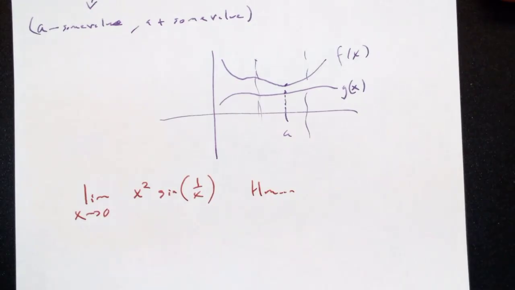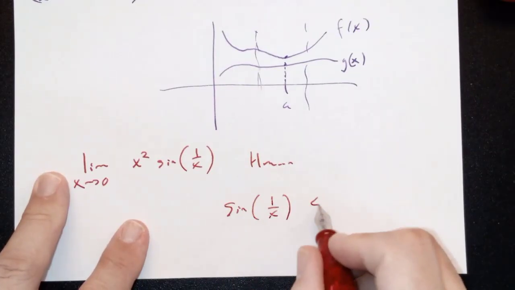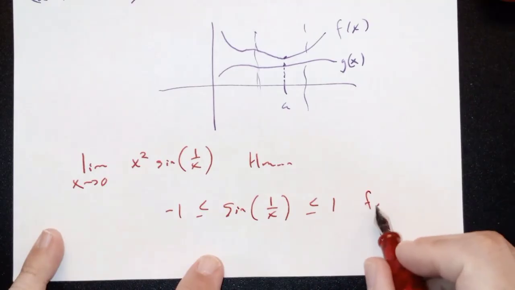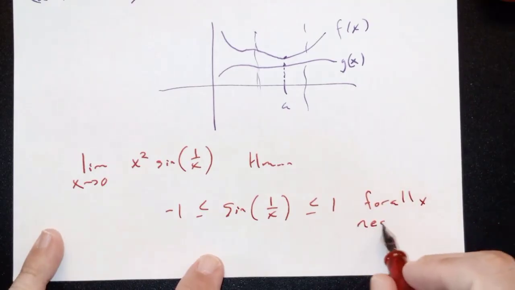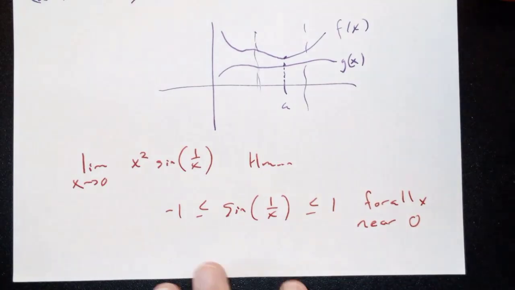Something I happen to know about the graph of sine. When we talk about sine, we know it's going back and forth, up and down, up and down. What's the biggest value you ever get out of sine? 1. What's the smallest value you ever get out of sine? -1. So I know all the time sine of whatever is between -1 and 1, for all x near 0. Notice that word near again here. That's some small region around 0.